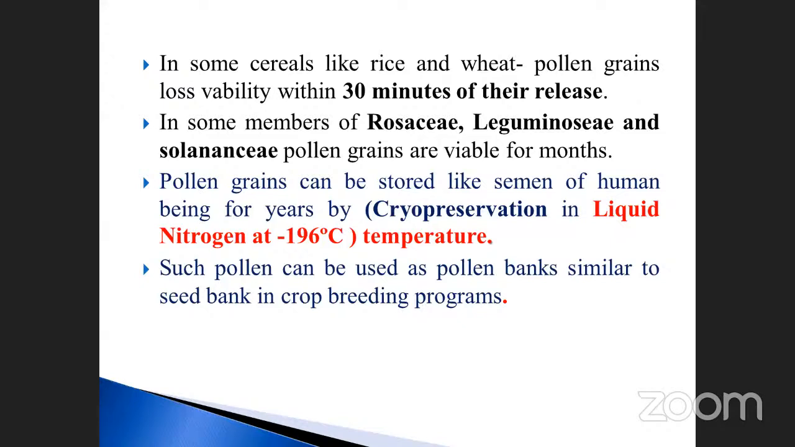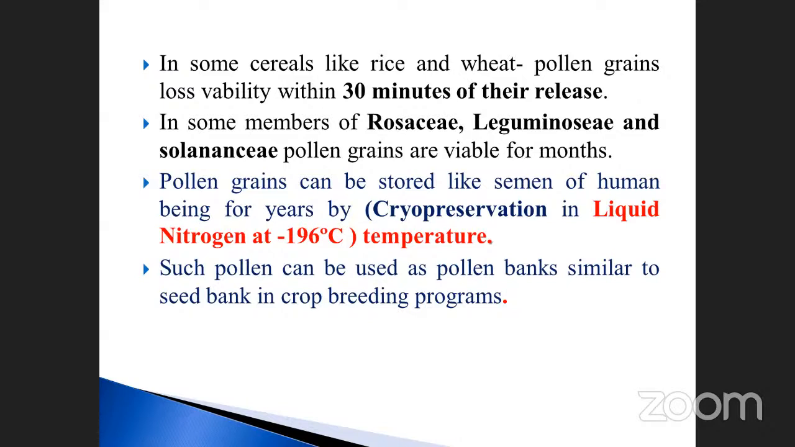And then another one is viability for a month, 6 months or 10 months, like that. In some members of the Rosaceae, Leguminosae, and also Solanaceae, the pollen grains can survive for many months. They have the ability to remain viable in nature for months. This is also another example. This one is 30 minutes, imagine half an hour only, but in this category it may be a month. Know the difference and also the example.